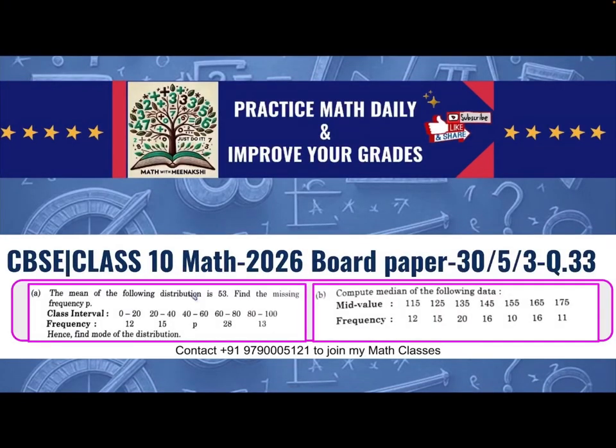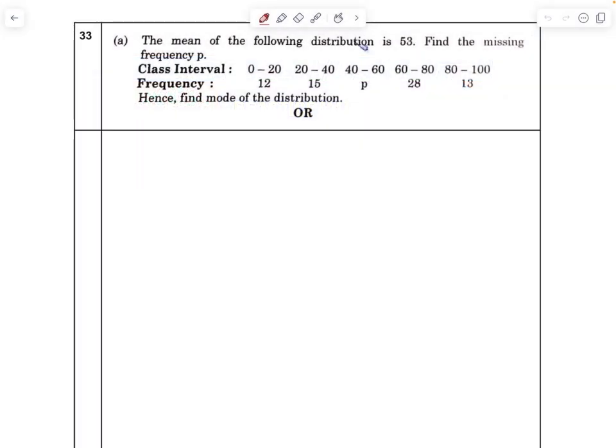Hello all, in this video I am going to solve question number 33 from the CBSE class 10 standard math 2026 board paper. The question paper code is 30/5/3. Question 33A says the mean of the following distribution is 53. Find the missing frequency P.